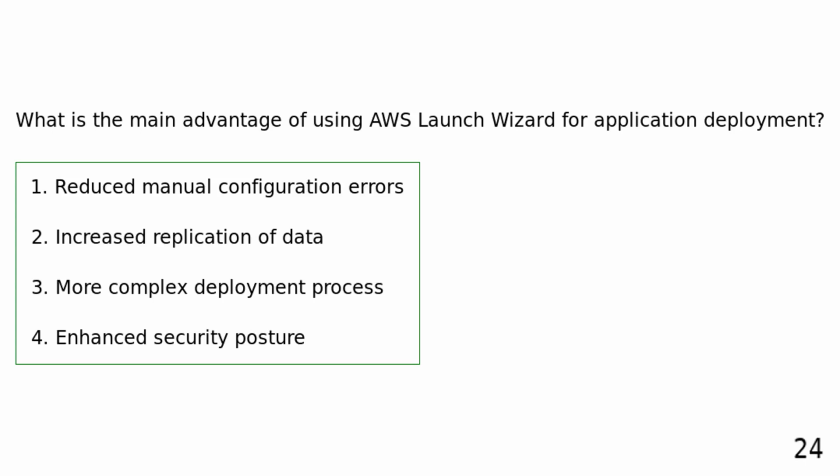What is the main advantage of using AWS Launch Wizard for application deployment? Reduced manual configuration errors. Increased replication of data. More complex deployment process. Enhanced security posture.